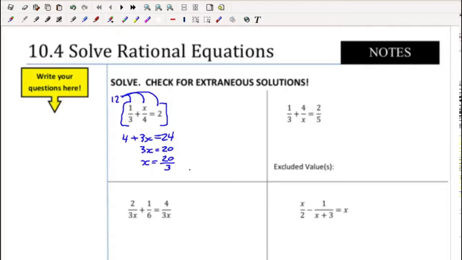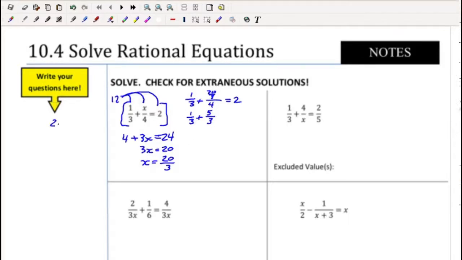Now to double check that this actually works, this is the part where we check for extraneous solutions, we need to plug it back into my original equation. So I have 1/3 plus 20 over 3 over 4 equals 2. I can simplify this, because 20 over 3 over 4 is actually the same as dividing 20 by 4, which gives me 5 over 3. I can divide the numerator by the number on the bottom, or I can multiply by 1/4 if that makes you happier.